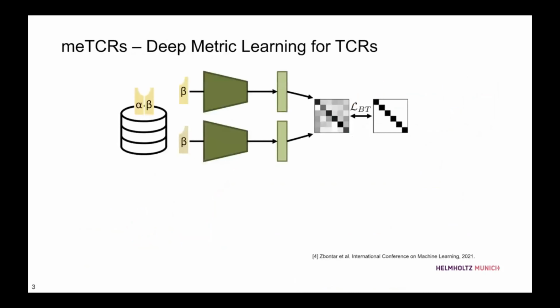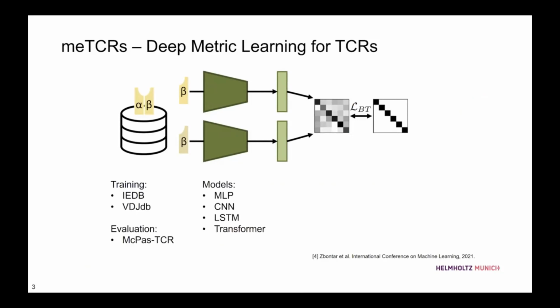That's why we developed MeTCRs, which is a deep metric learning approach for comparing T-cell receptors. For that, we extracted the T-cell receptor information, especially the CDR3 region of the T-cell receptor, from these public databases, and embedded the sequence using one of these four architectures.